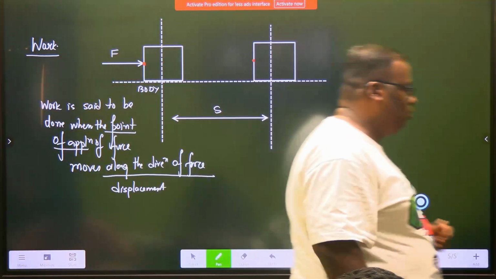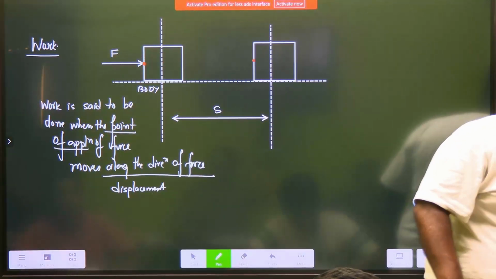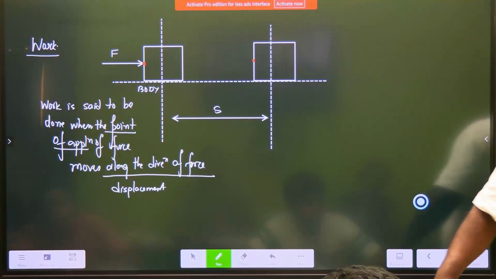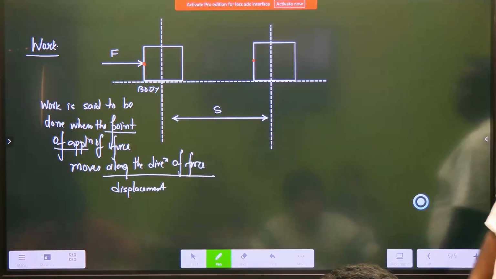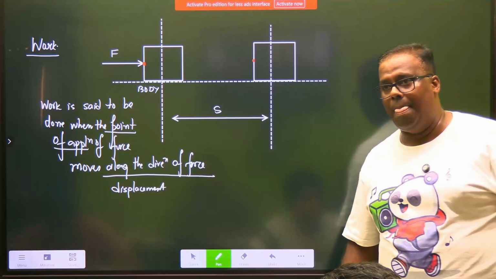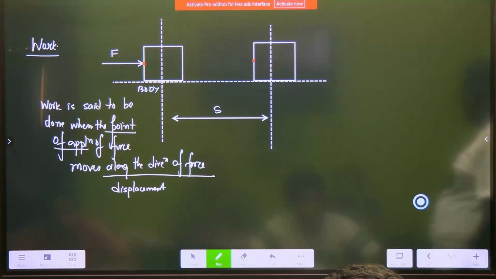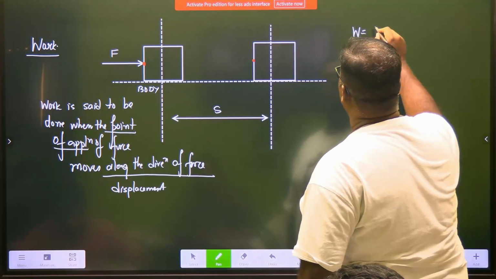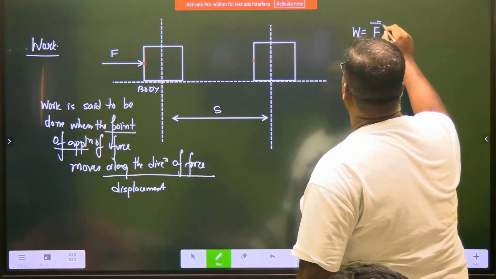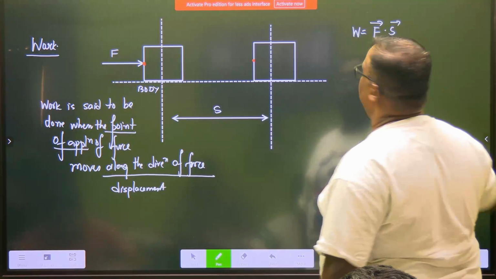So in order for work to happen, what all should you have? You should have a body. You should have a force acting on the body, and the body should move along the direction of the force. Means the body should undergo some displacement. Now, what is the mathematical definition of work? Work is said to be the dot product of force and displacement.